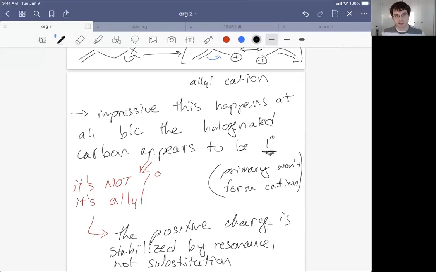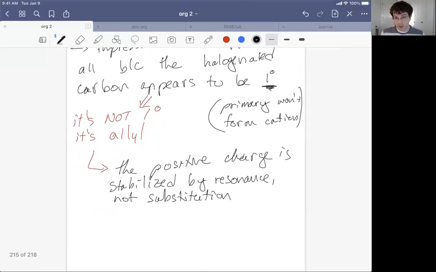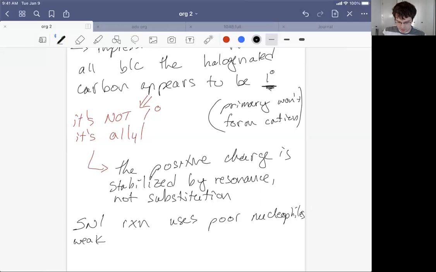So it's stabilized by resonance and not substitution. Okay, so it's a stable carbocation. So that means we can do this reaction. So what does an Sn1 look like? An Sn1 reaction uses poor nucleophiles, poor nucleophiles that are weak bases. I think about that. There's a lot of examples, but my go-to example for a poor nucleophile and a weak base would be water or an alcohol.